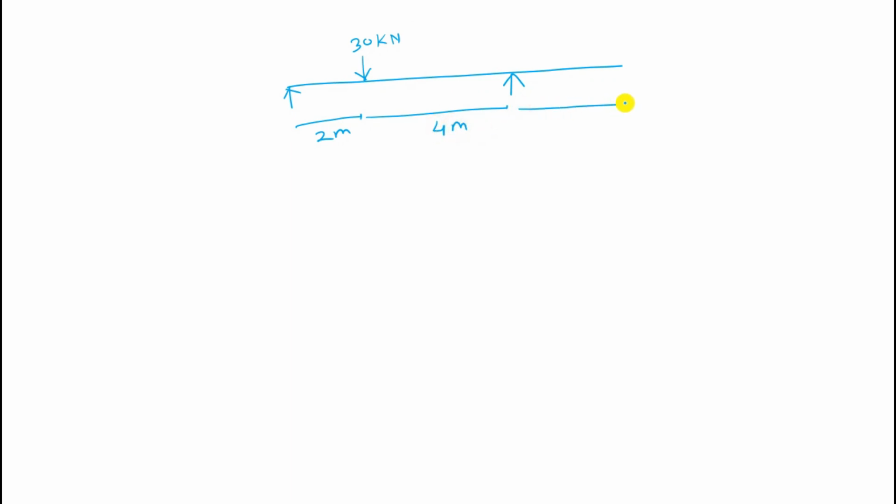So now let us take a different problem. Simply supported beam with overhanging at one side. Suppose this is 30 kilonewton load and this distance is 2 meter. So this is 4 meter and this is 2.5 meter.